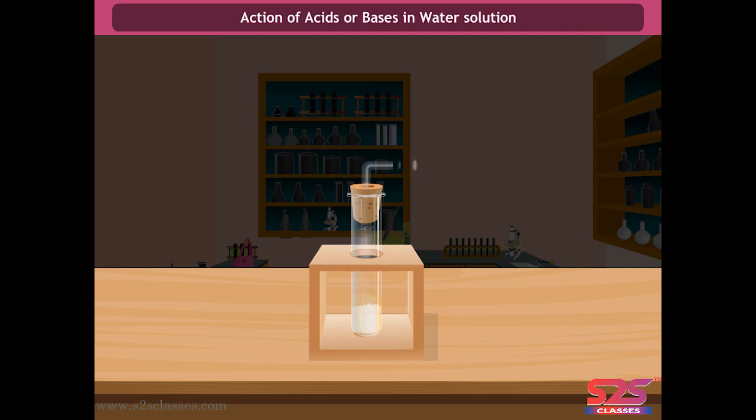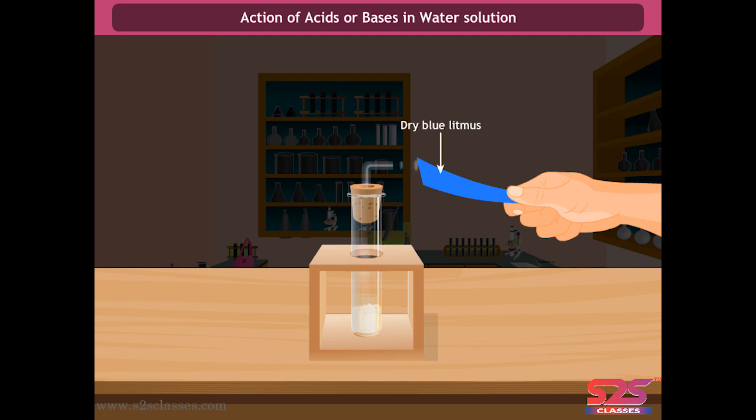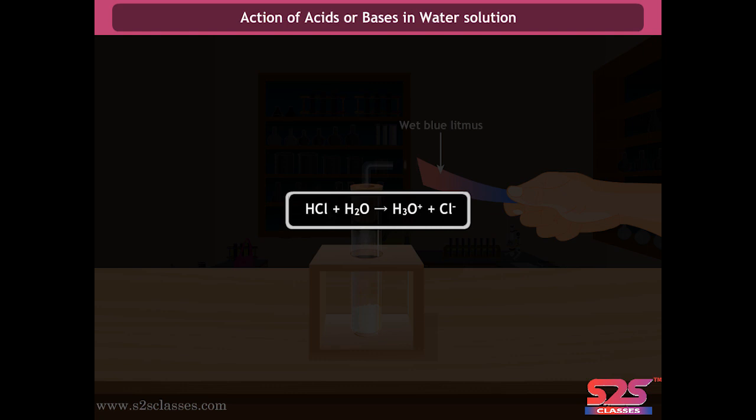Test the gas evolved successively with dry and wet blue litmus paper. The dry litmus paper does not give any color while the wet blue litmus paper turns red. This experiment suggests that the hydrogen ions in HCl are produced in the presence of water. The separation of hydronium ion from HCl molecules cannot occur in the absence of water.